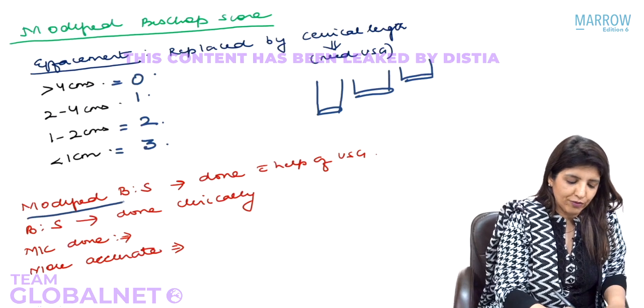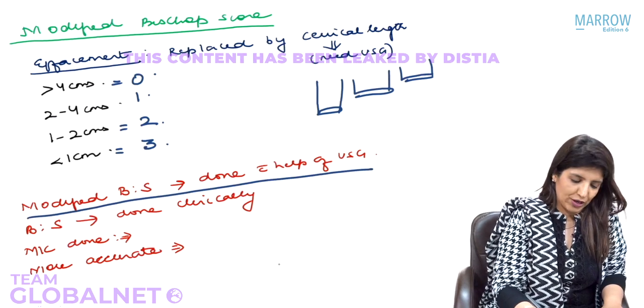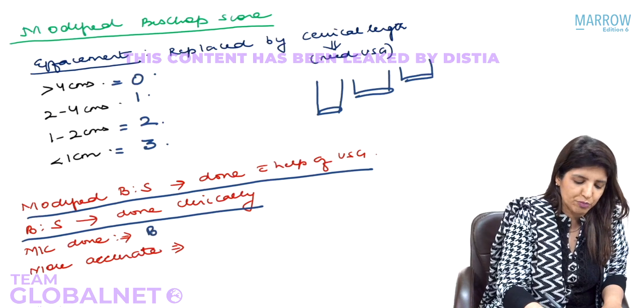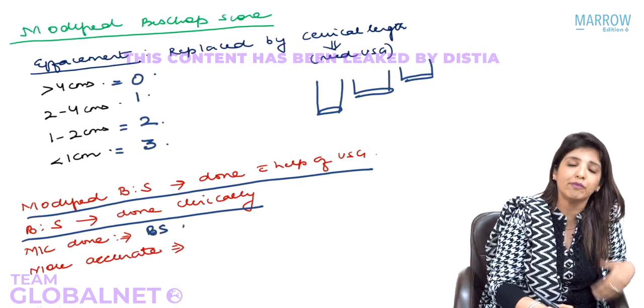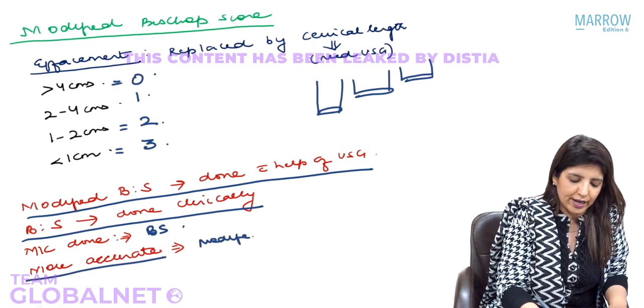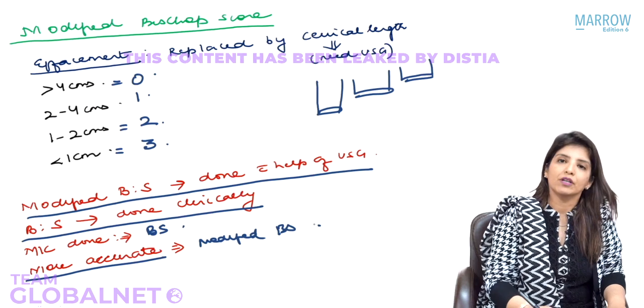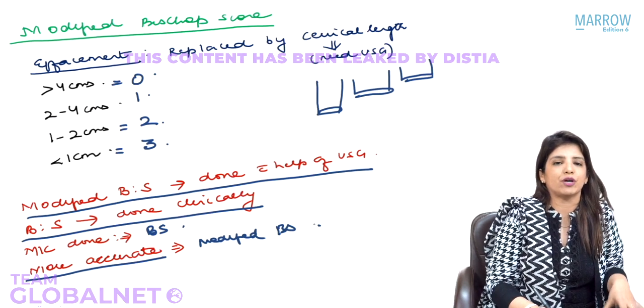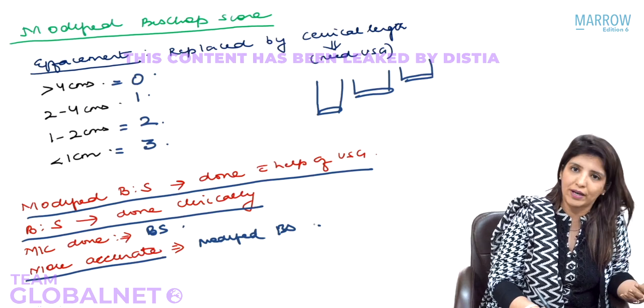Right? So a modified Bishop score is done with the help of ultrasound. Bishop score is done clinically. That is why Bishop score is the most commonly done, and the more accurate one is the modified Bishop score, because you are seeing the length of the cervix with the help of ultrasound. Clear?